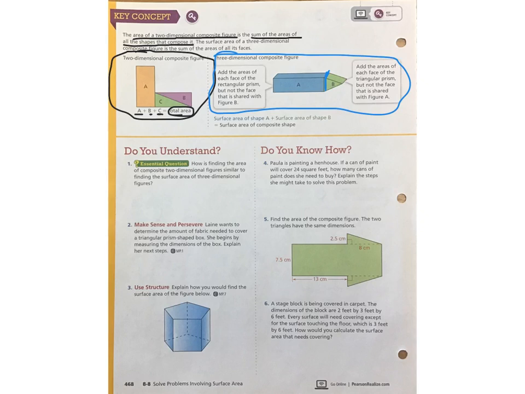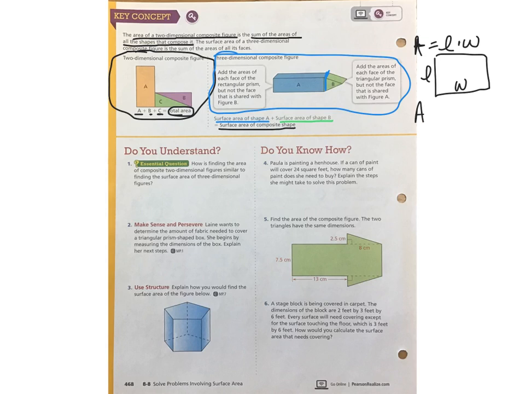So to find the surface area of the entire figure, we need to find the individual surface area of shape A, the individual surface area of shape B, and then add them together to get the surface area of the entire composite shape. Don't forget that you need to know and be familiar with finding area of figures. So area of squares and rectangles can be found by doing length times width. Okay, so on any rectangular or square figure, length times width.